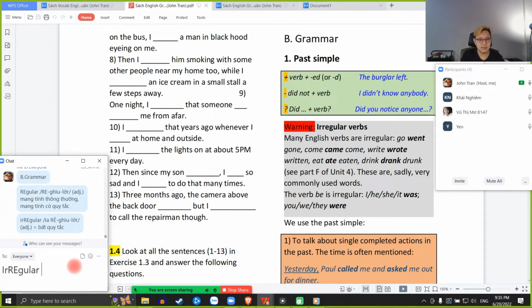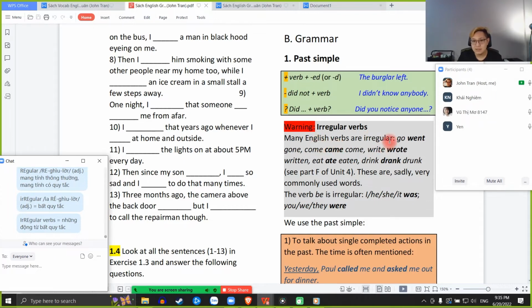Irregular verbs, nó gọi là động từ bất quy tắc. Nào các bạn xem này. So basically irregular verbs, rất nhiều cái động từ trong tiếng Anh nó gọi là những động từ bất quy tắc. Go, went, gone chẳng hạn. Come, came, come. Write, wrote, written. Speak, spoke, spoken. Eat, ate, eaten. Drink, drank, drunk. Cái part F của bài số 4 này nó sẽ có một cái bảng động từ bất quy tắc. So basically you will see a table of irregular verbs at part F of Unit 4.